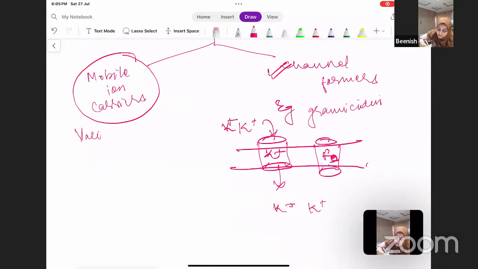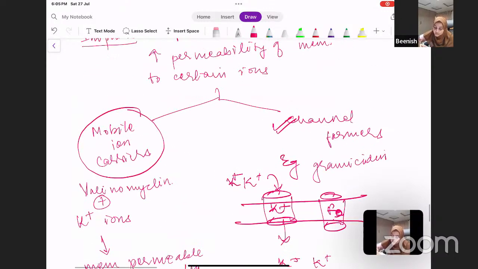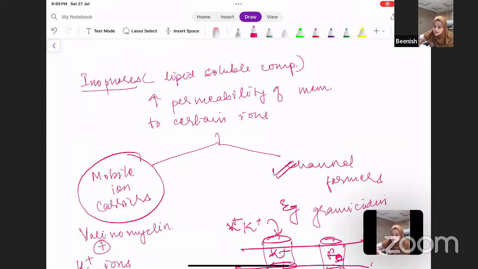For example, your valinomycin. What does valinomycin do? Your valinomycin combines reversibly with potassium ions, and it forms a membrane permeable complex. Now this complex is going to diffuse across the inner mitochondrial membrane and thereby dissipate the proton gradient that has been generated, and therefore your ATP synthesis will not take place. So these were also one kind of uncouplers or inhibitors of your electron transport chain.